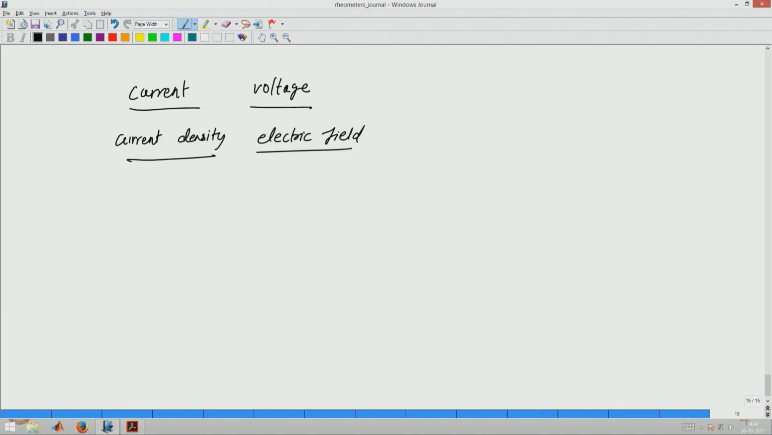So, generally when we do experiments we will measure current and voltage, but generally when we talk of material behavior we will say current density and electric field. So, similarly in the mechanical domain, so this is what is in the electrical domain. In the mechanical domain, stress and strain are again not directly measurable. So, they are in fact analogous to current density and electric field.